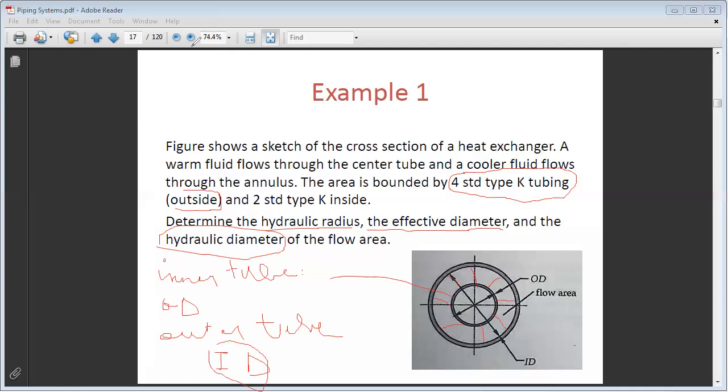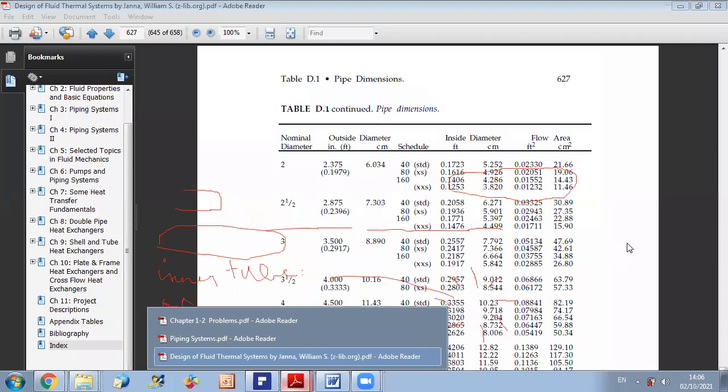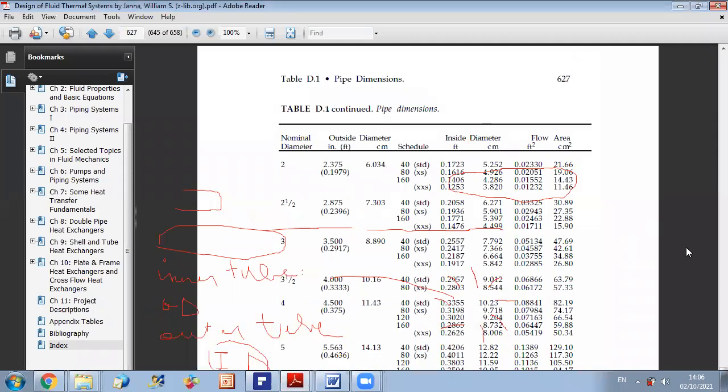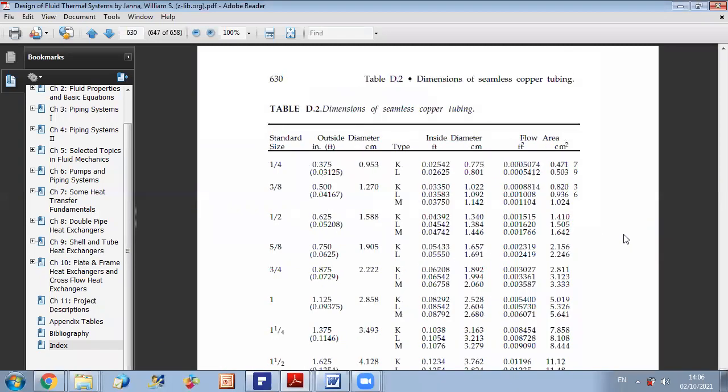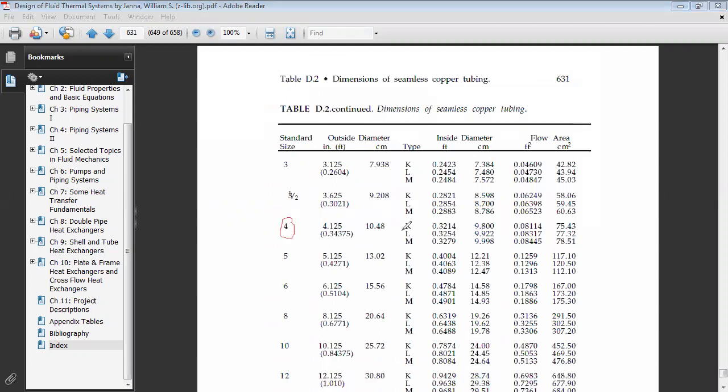Okay, so let us go to the appendix. If you remember, we talked about first table D1. Table D2 will involve copper tubing. For the inner tube we need the outer diameter, and for the outside tube we need the inside diameter. So here for copper tubing we have tables K, L, M for different sizes. They asked us for standard 2 and 4. So the outside tube is standard 4 type K. And as we said, for the outside tube we care about the inner diameter, not the outside diameter. So this is what we want, and all we have to do is to read the corresponding value.